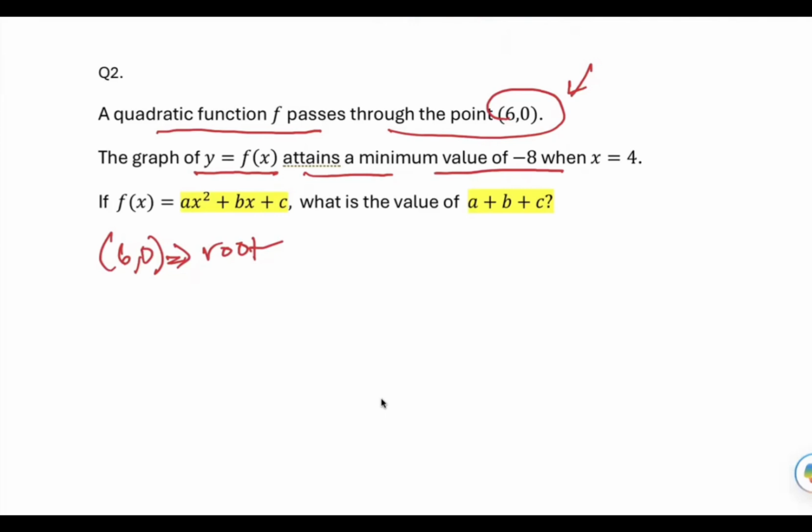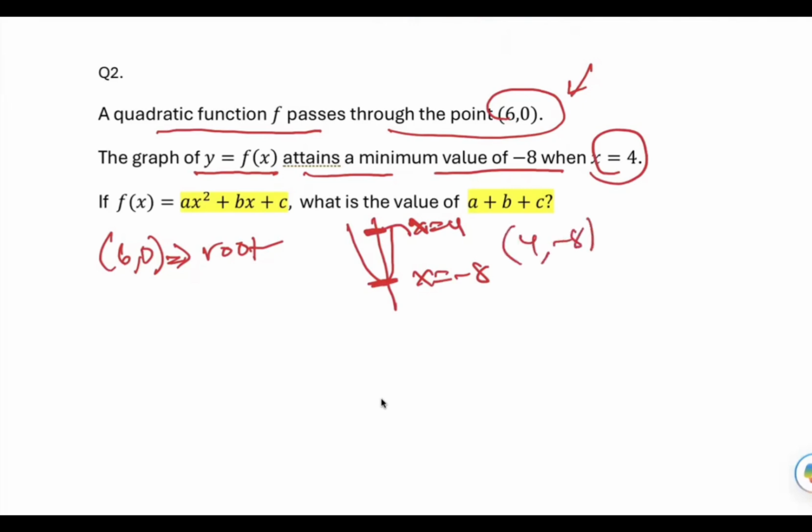Minimum value means the minimum is down here. It's the vertex. It's minus 8, and x is what? 4. That means the axis of symmetry is x equals 4. You break it down as you go. That's why I say algebra is very important. Therefore, your vertex is (4, minus 8). They say this is the quadratic equation. What is the value of a plus b plus c? There is a concept given.